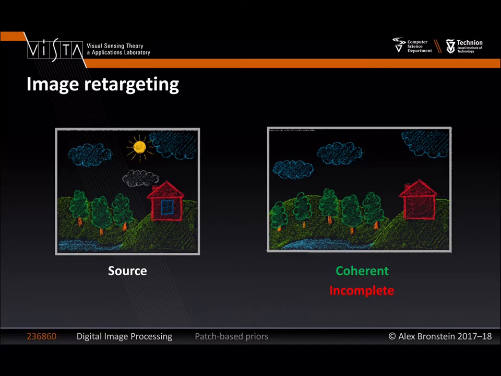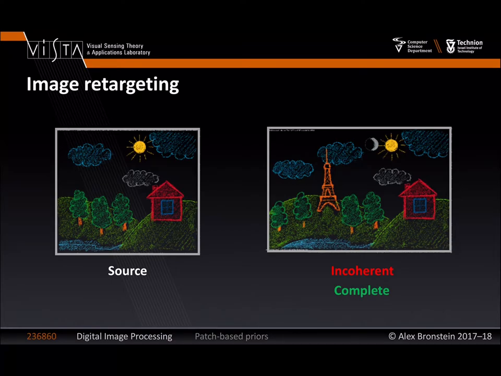It's a retargeted image, so I'm retargeting to a wider screen. So you have more trees. I will argue that having one tree or five trees is just the same, because the tree is present in the source. I have a house without a window. That's not good, right? That's incomplete. I don't have the sun, and I don't have the smoke. So this is not good. It's coherent, I didn't invent new information, but it's incomplete.